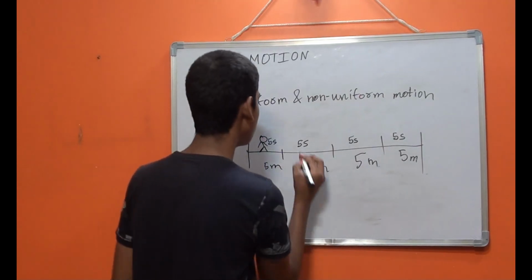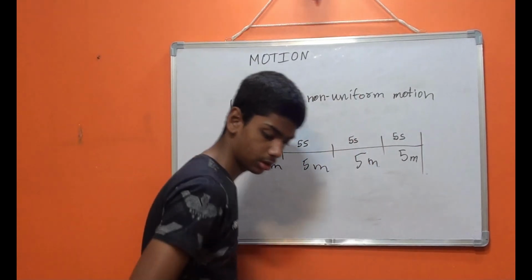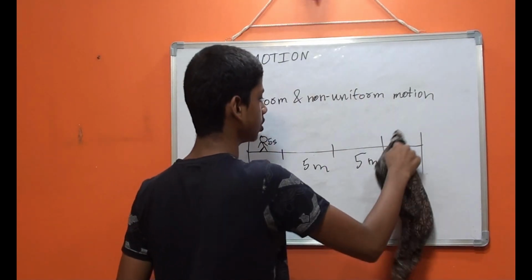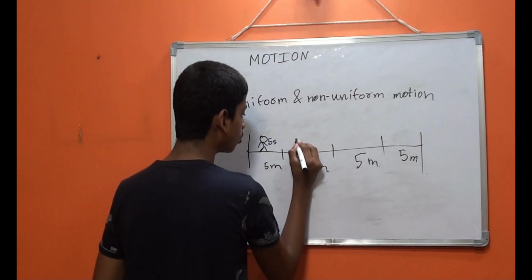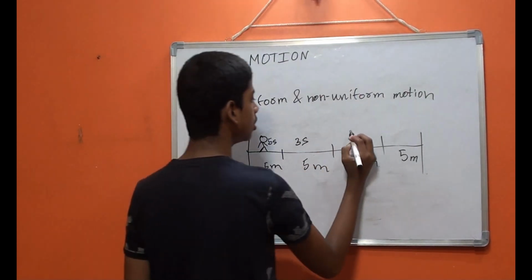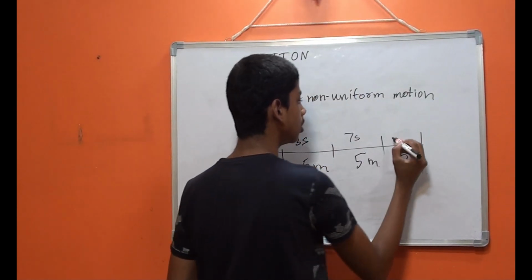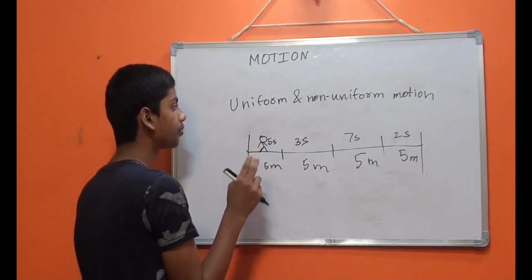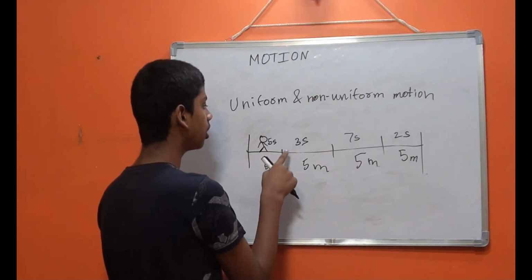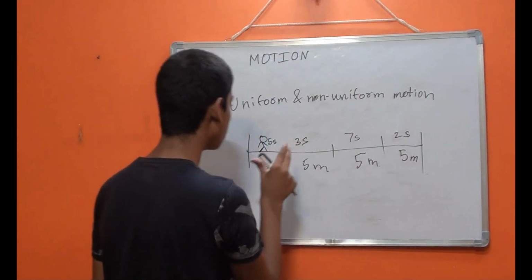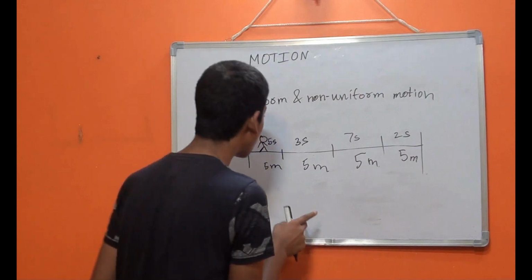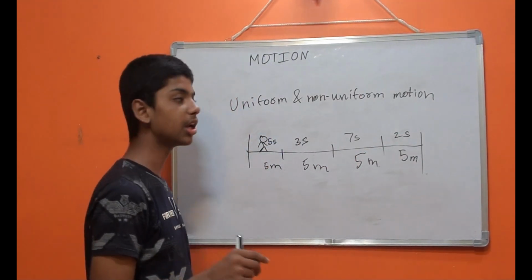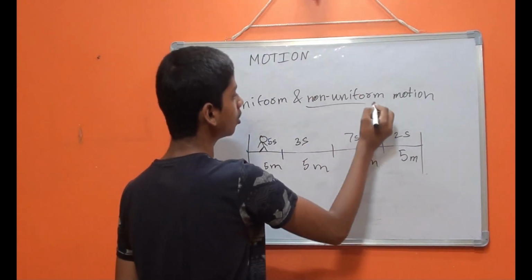Now let's take different values. Say he took 3 seconds to cross this part, 7 seconds to cross this part and 2 seconds to cross this part. Here we can say that he is not covering the same distance in the same interval of time. This is non-uniform motion. In our daily lives we mostly see non-uniform motion.